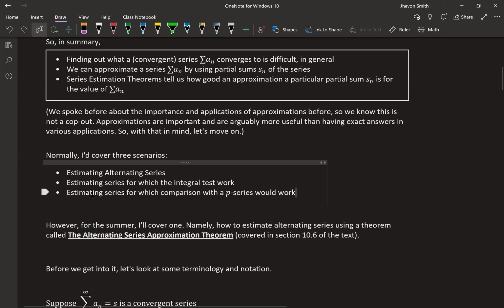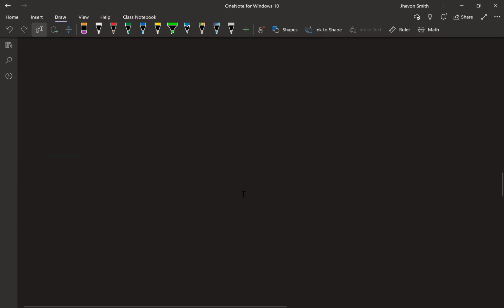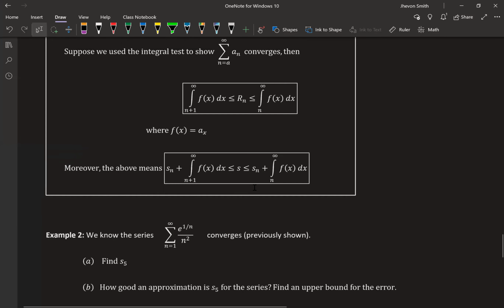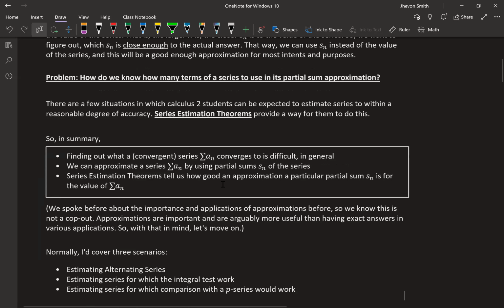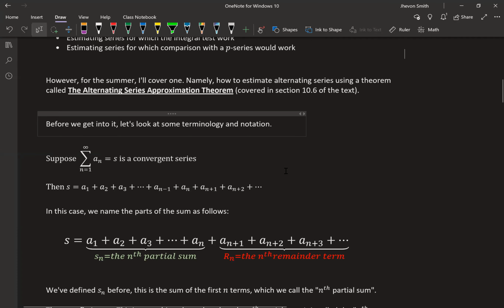Now, there are 3 scenarios that I normally cover. For us, we're going to cover one because, like I said, it's the summer. The first one is the most important, and it is the one that if you're being tested on a departmental final about this topic, that's the one they're going to test you on. In principle, the other ones work similarly, and I left them here written in the notes, but we're not actually going to do any examples of them. We are going to do 1, the alternating series approximation theorem.